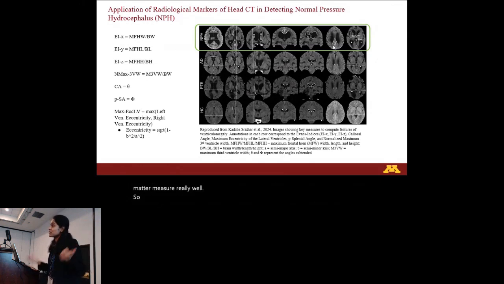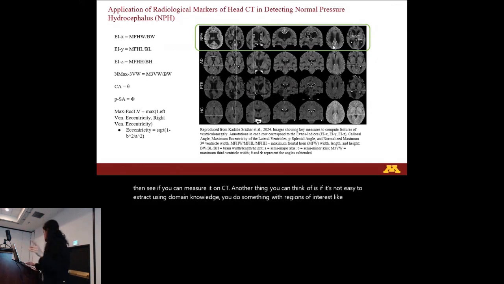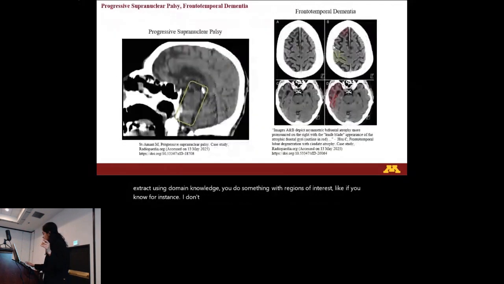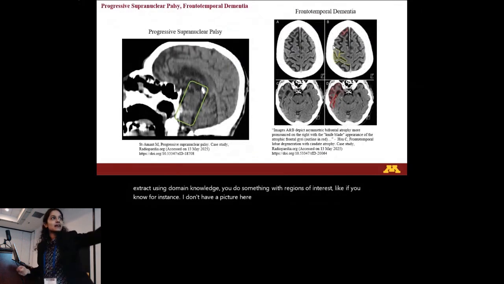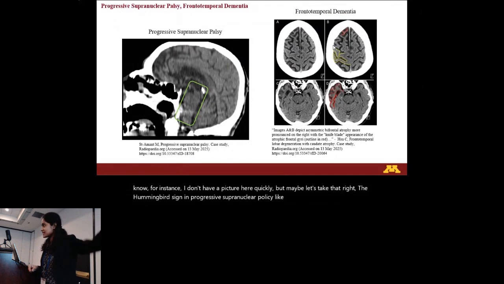So that means you can find proxies like this. You identify your anatomy of interest and then see if you can measure it on CT. Another thing you can think of is, if it's not easy to extract using domain knowledge, you do something with regions of interest. Like, for instance, the hummingbird sign in progressive supranuclear palsy, just on the left side.